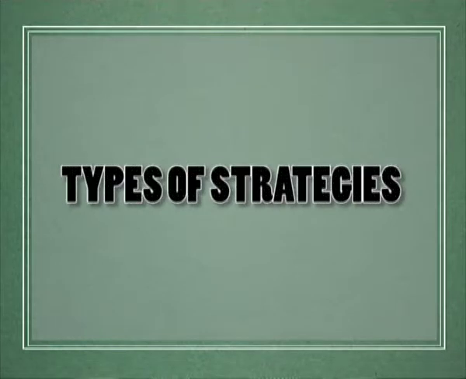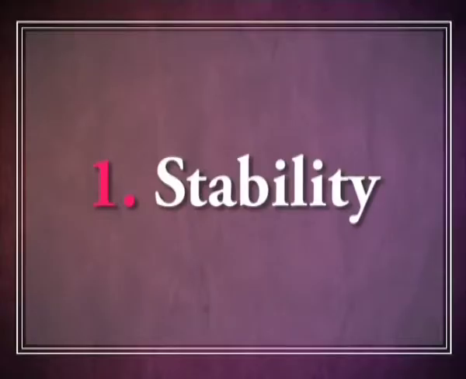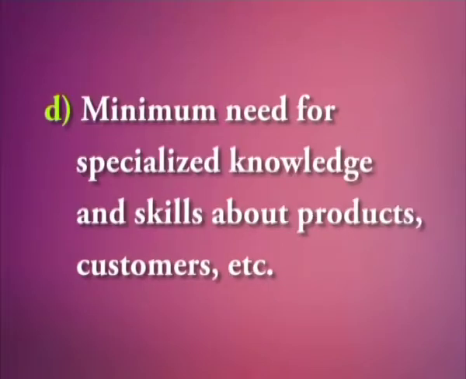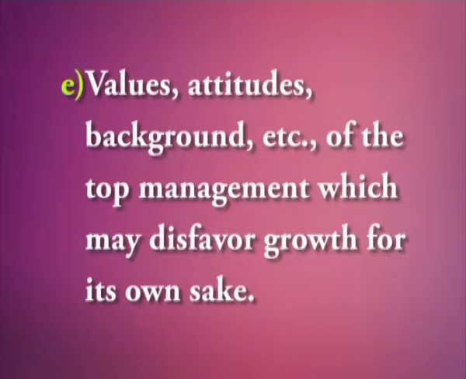Moving on to the next one, types of strategies. The following strategies may be adopted by an organization to accomplish its objectives. First one, stability. In case the organization is satisfied with the present level of activities and profits, it may follow the stability strategy. The factors which contribute to this line of approach may be stable environment, limited number of products and services, limited number of customers, suppliers and competitors, minimum need for specialized knowledge and skills about products, customers, etc., and values, attitudes, background, etc. of the top management which may disfavor growth for its own sake.